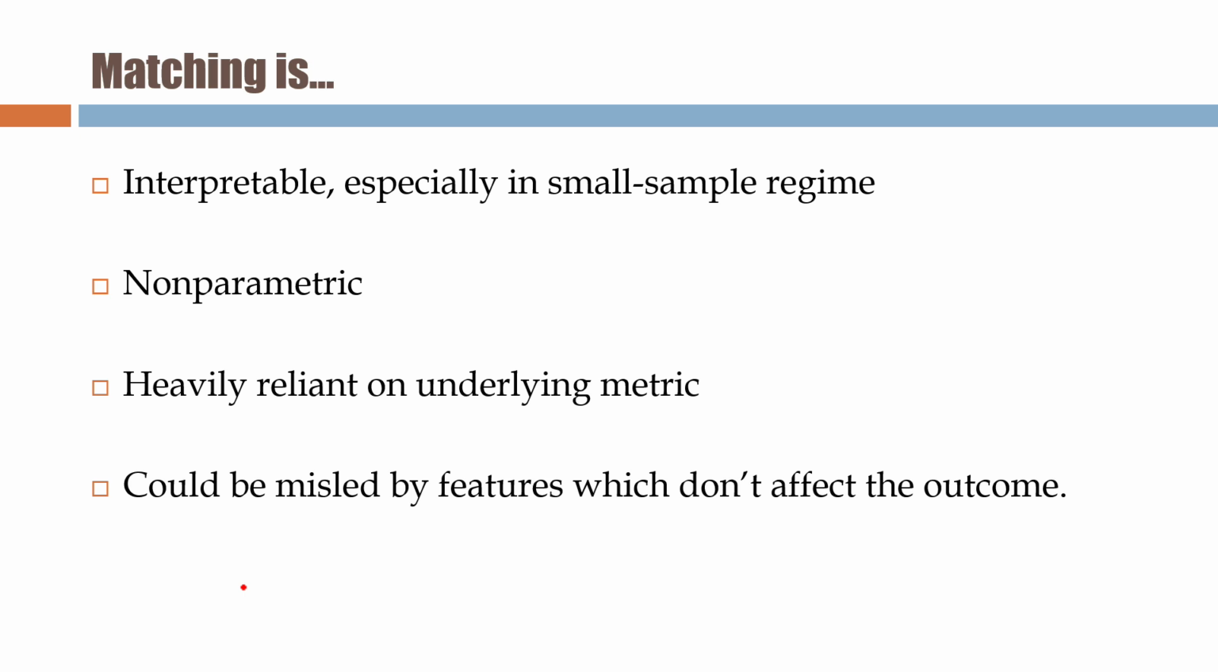So matching is interpretable, so you can easily see what's going on. It works pretty well in small sample sizes, and it is non-parametric, so we don't need to control anything, right? And this is also heavily relying on the underlying metric. So this is how you define the distance. This depends on that. It could be misled by features which don't affect the outcome.